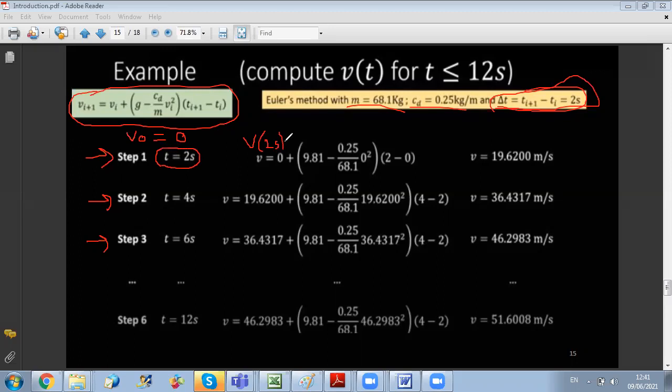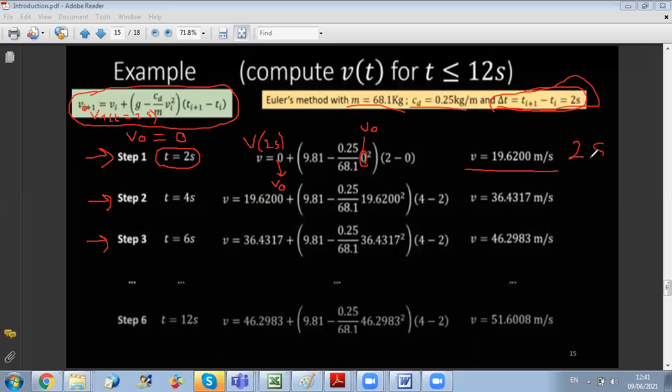So here, for example, if you want to get v at 2 seconds, we will use this numerical relation. v at 2 seconds will be v at 0 plus 1. So v1, which is at time step t equals 2 seconds, will be equal to v0. So we replace v_i with v0, plus (g minus c_d over m times v squared), and I replace v0 also here, times delta t, and I get the value of velocity at 2 seconds.